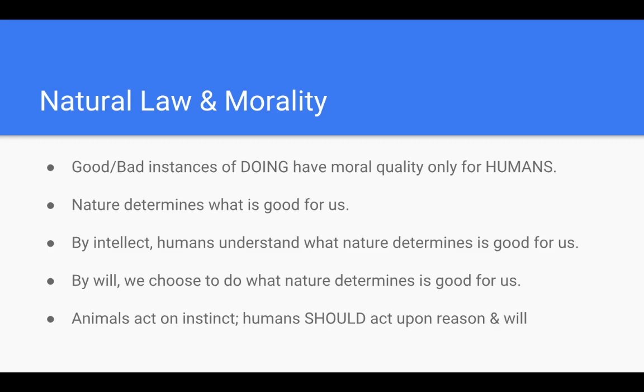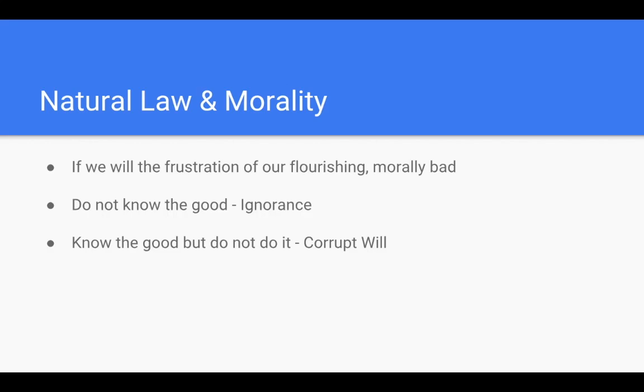And then we don't do what is good for us by instinct, we do it by will, meaning the intellect proposes to the will what is good, and then by the will we choose to do what nature has determined is good for us. We don't choose what is good for us, we choose how to do what is good for us. The good is determined by our nature. And so, I have to understand that animals act on instincts and that humans should act upon reason and will. And the key here is that should.